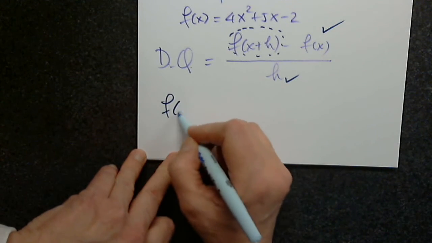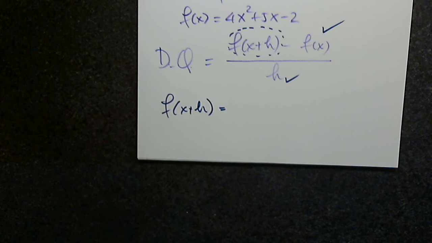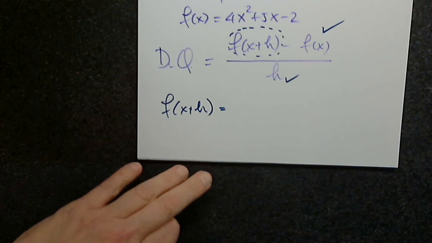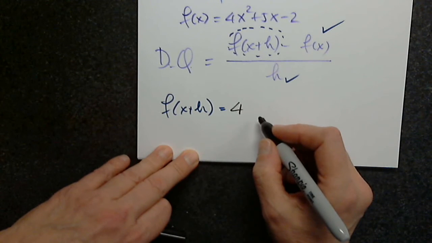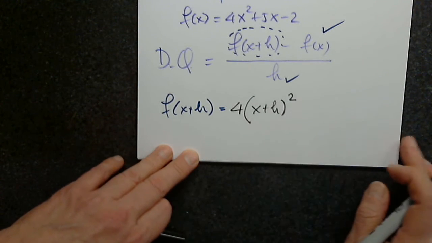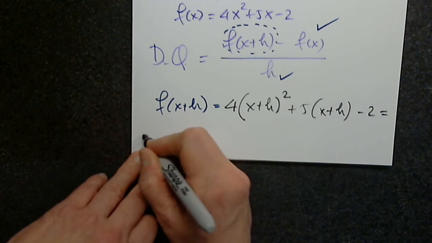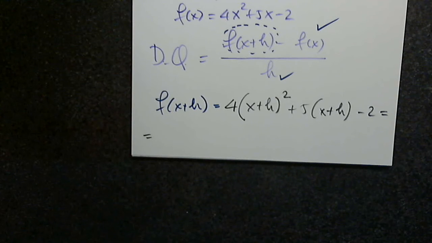So first, let's find f of x plus h. I know we found it last time, but maybe not everyone was in the clear, so let's do it again. So can anyone tell us how to start? What do I have to do in order to find f of x plus h? So I will have 4 times x plus h squared in parentheses, plus 5 times x plus h and minus 2. Perfect. Where is my starting point next, or my next step?